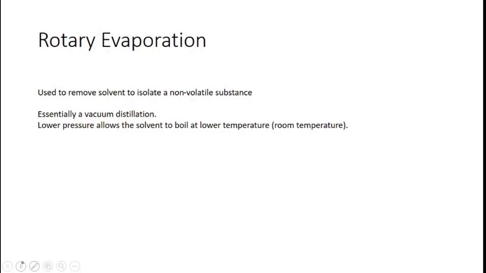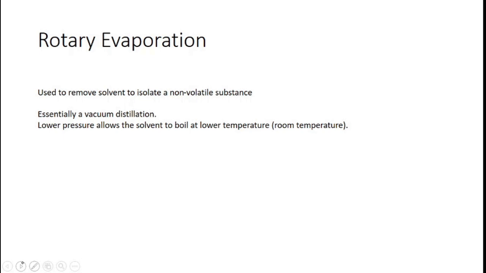Another technique is rotary evaporation. This is a technique that's used to remove solvents from non-volatile substances. Obviously, if you try to do this with a volatile substance, it will probably come off. It will evaporate along with the solvent. We use this specifically because we can remove the solvent at low temperature, typically room temperature, which means we don't run the risk of decomposing it.